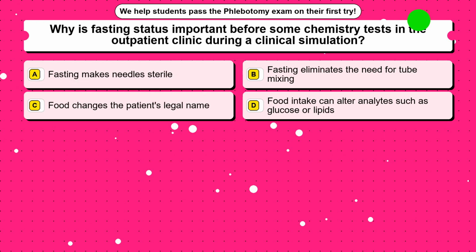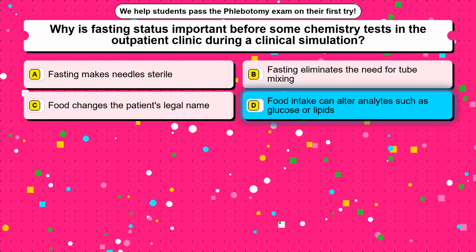Question 52. Why is fasting status important before some chemistry tests in the outpatient clinic during a clinical simulation? Option A. Fasting makes needles sterile. Option B. Fasting eliminates the need for tube mixing. Option C. Food changes the patient's legal name. Option D. Food intake can alter analytes such as glucose or lipids.